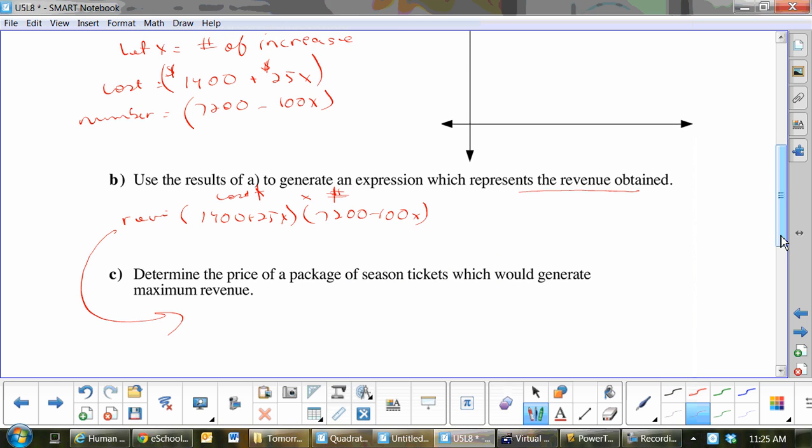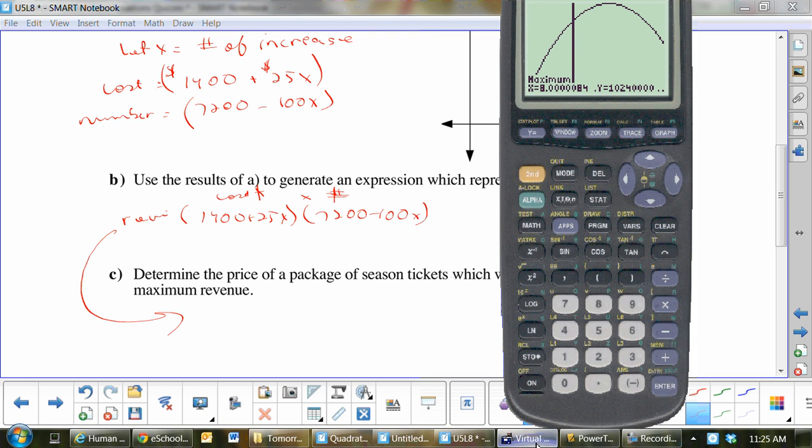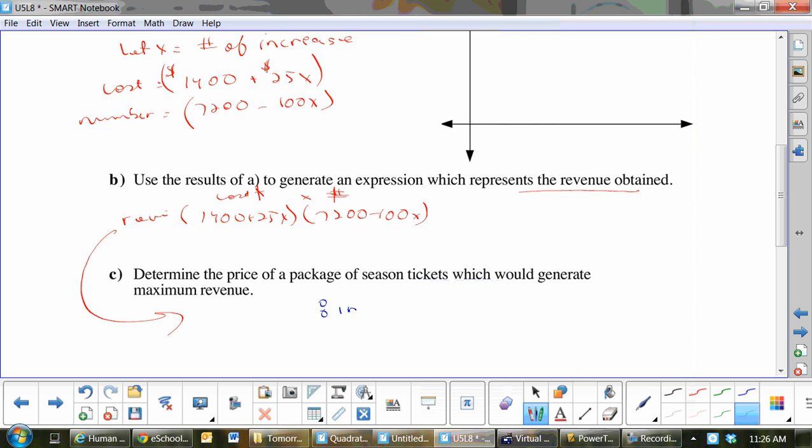8. Back here, 8. And then that number, 10,240,000. Now what does that mean? What does the 8 represent? Number of increases. What does 10,240,000 indicate? Max revenue. Okay? So, 8 increases.